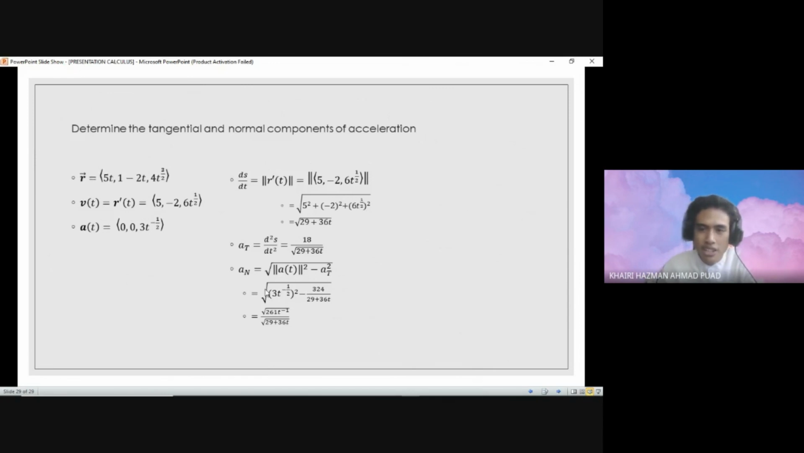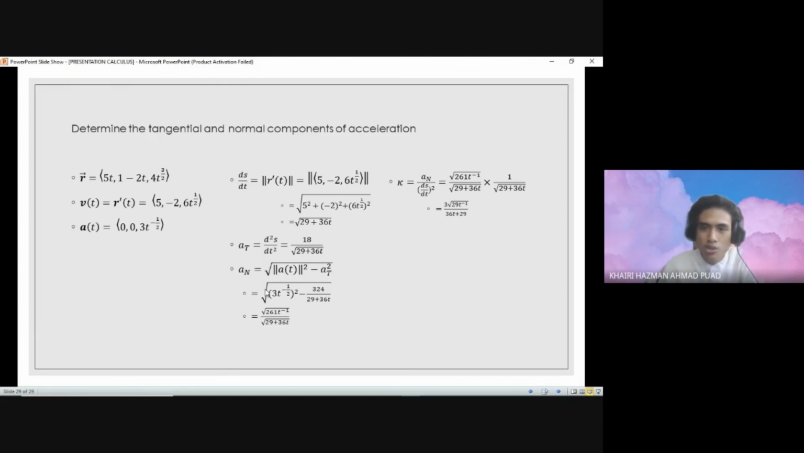After that, the way to find the normal component of acceleration, which is a_N, equal to the square root of the norm of acceleration to the power of 2 minus the tangential component to the power of 2. So we can get the answer as shown in the slide, which is square root of 261t to the power of negative 1 over square root of 29 plus 36t.